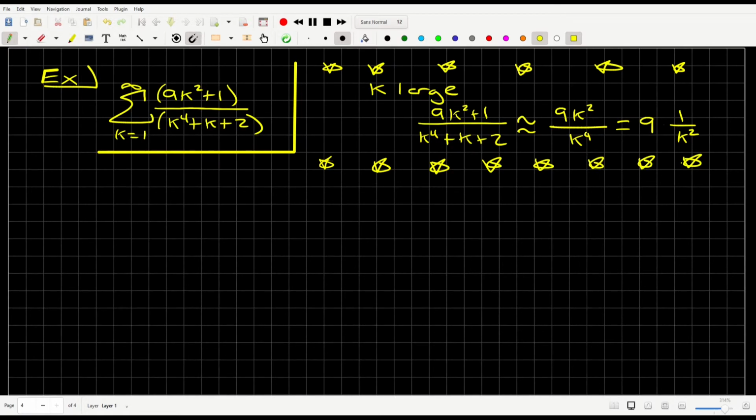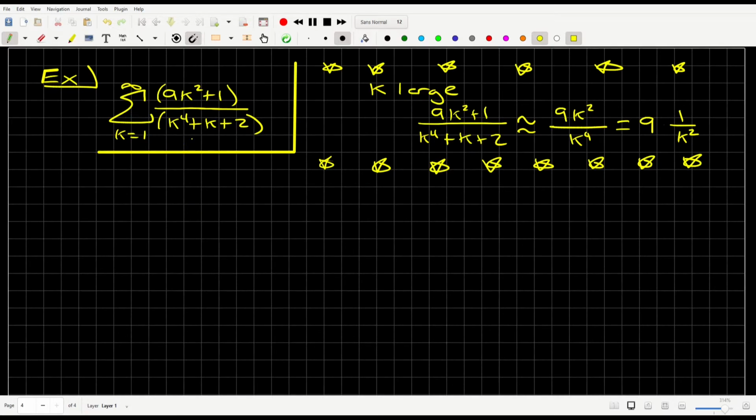And we know that because the sum of 9 times 1 over k squared is equivalent to 9 times a p-series with p equals 2, we expect this series to converge, because we know the series 9 times 1 over k squared is going to converge. So this, again, is just to give us an idea of what to expect when applying this theorem. It also, when doing the limit comparison theorem, is helpful to do this because this gives us a direct idea of what function to use for our comparison series.